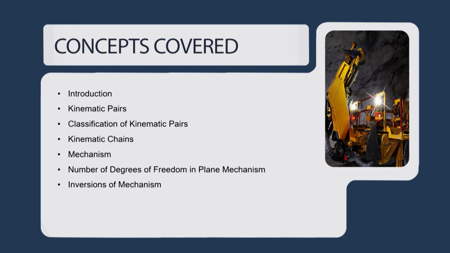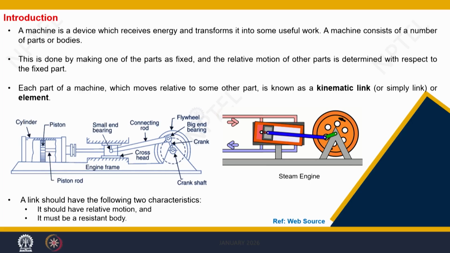So the concepts that we would be covering in this lecture, we would start with the introduction, then we'll go to the kinematic pair, then we'll learn about the classification of kinematic pairs, then we'll know about the kinematic chain, what makes a kinematic chain a mechanism. We'll learn about that. Then we'll go to the number of degrees of freedom in plane mechanism. We will also be learning about different criterions. And then at the end, we will end with the inversion of the mechanisms.